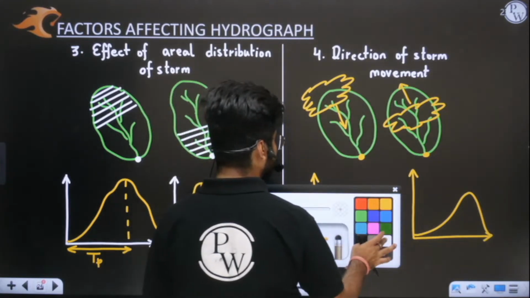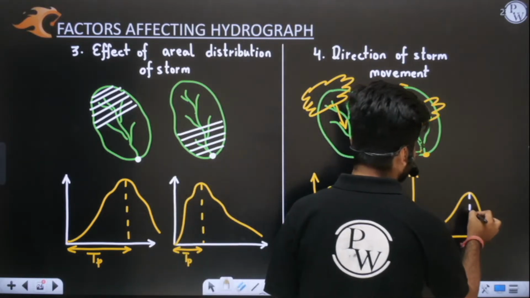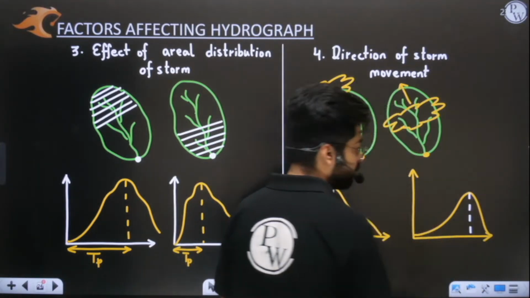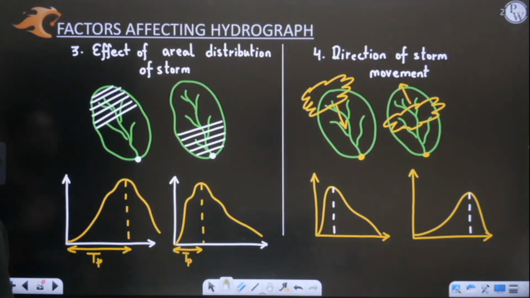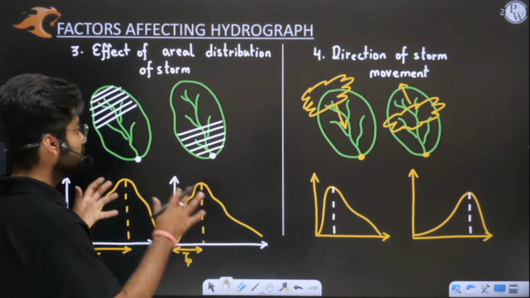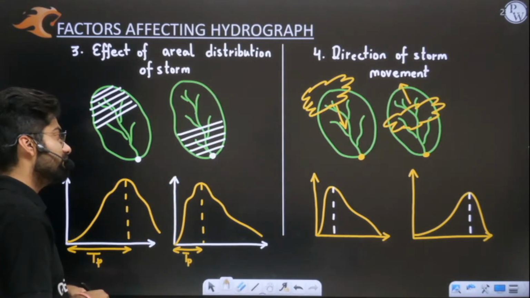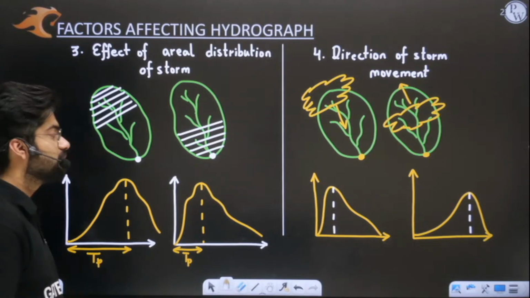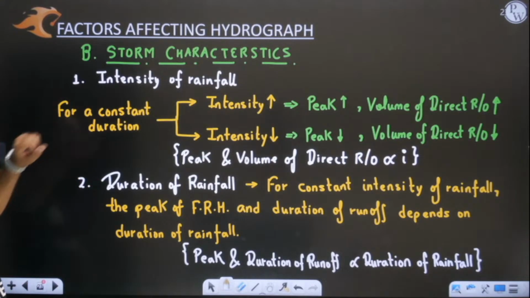So I hope all the points are clear to you. These are all the factors which we have discussed beautifully. If we summarize, we have discussed today direction of storm movement. Okay, we have discussed the effect of areal distribution of rainfall. If the area closer to the outlet receives the rainfall, then obviously you will have quicker peaks.